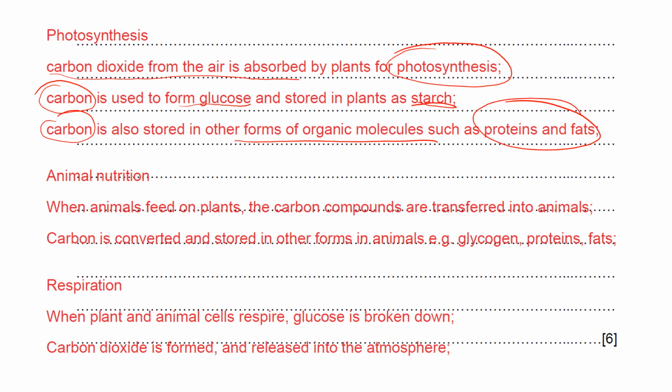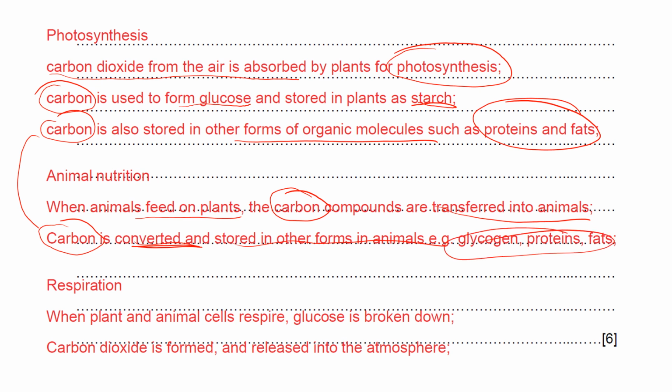For animal nutrition, which most of you write correctly: when animals feed on plants, the carbon is transferred. It's no more carbon dioxide, so please don't keep writing carbon dioxide. The carbon is transferred, and this is the same idea as the one I talked about just now. The carbon that you feed on is converted, remember assimilation, and it is stored in other forms. You can give examples again. These 2 are the same, but you can repeat them, it's perfectly fine.